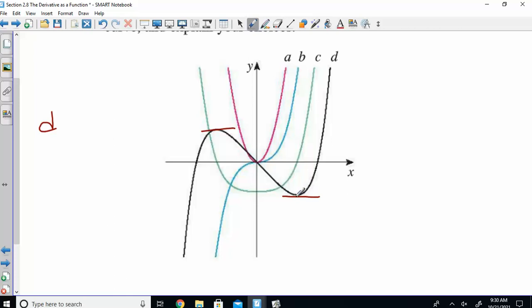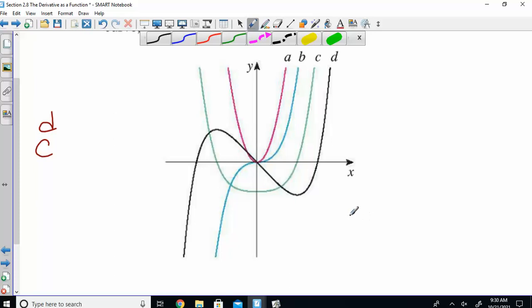All right. So D would have a horizontal tangent line here and here. So its derivative would have to be 0 at those places. So which one is 0 at both of those places? C. Up until that point, D was increasing, so the derivative is positive. Then it's decreasing, so derivative is negative. Then increasing, so derivative is positive. So C matches. So C has to be the derivative of D.